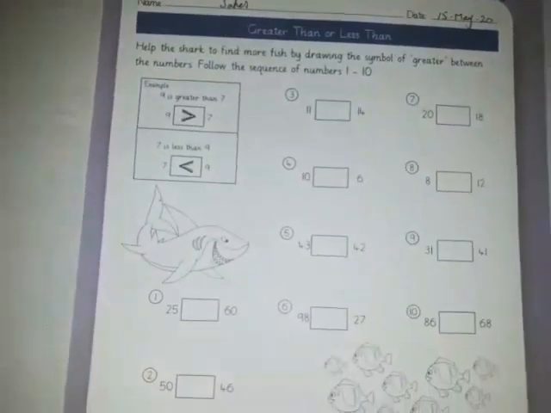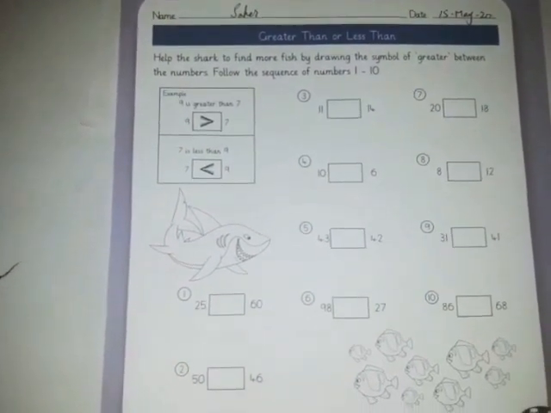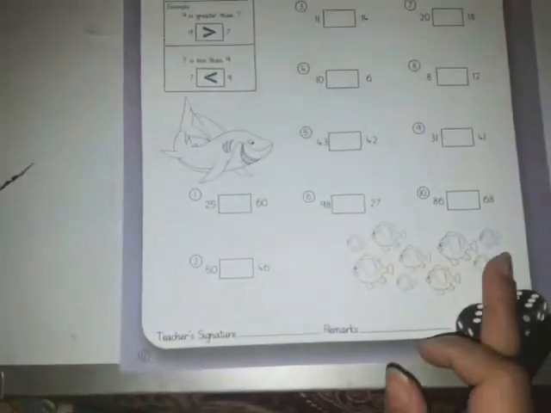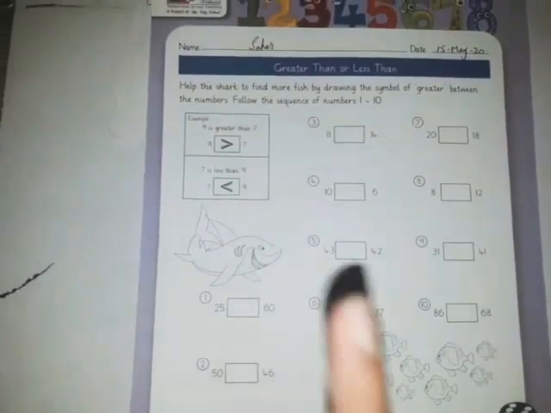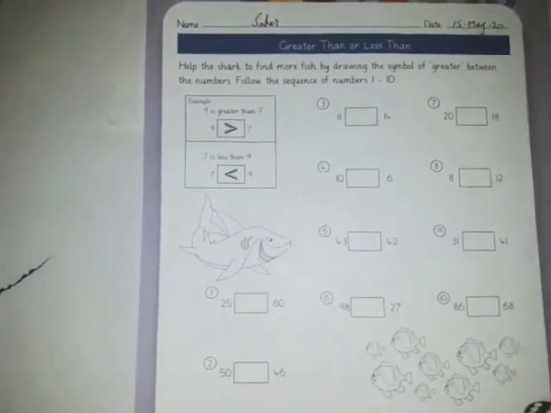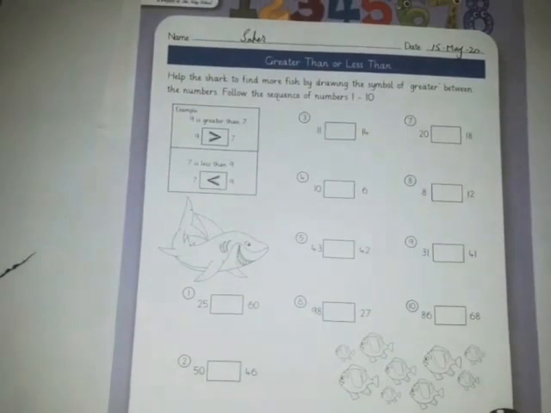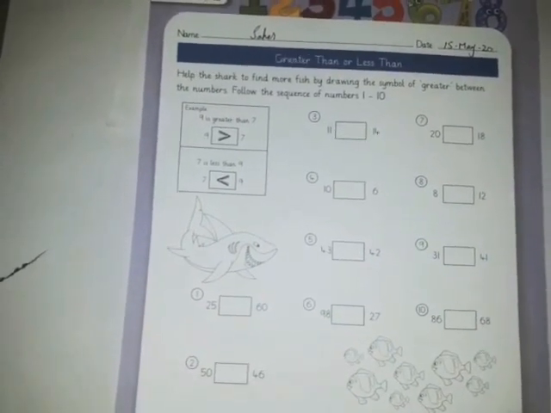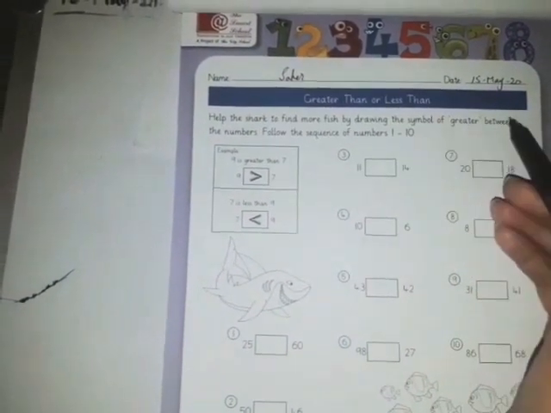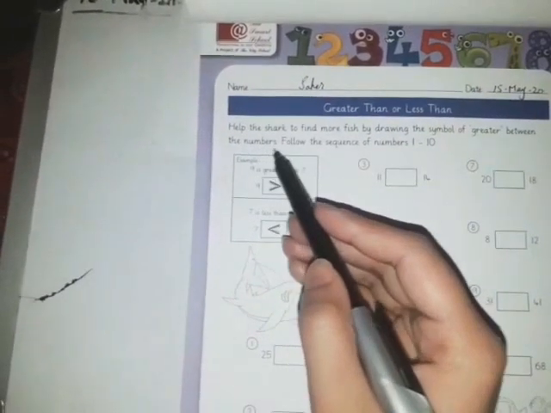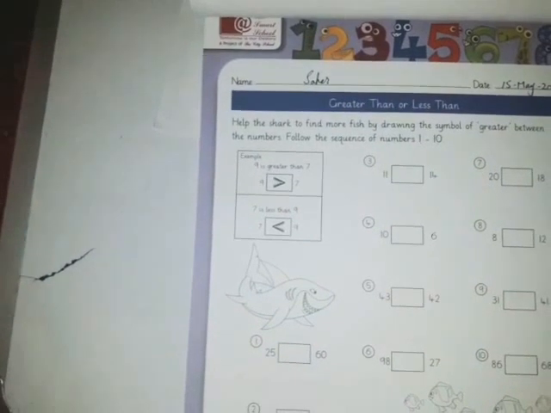On the other page, page number 12, the same topic, greater than or less than. Now there is a shark and there are a lot of small fishes. Shark wants to eat more fishes, so you have to help the shark to find the greatest number of fishes. Help the shark to find more fishes by drawing the symbol of greater than between numbers. Follow the sequence of numbers 1 to 10.